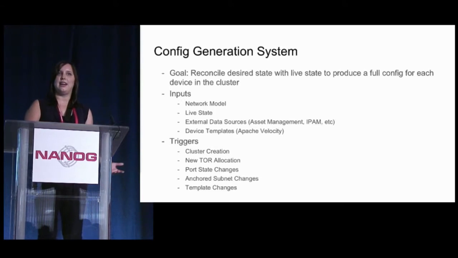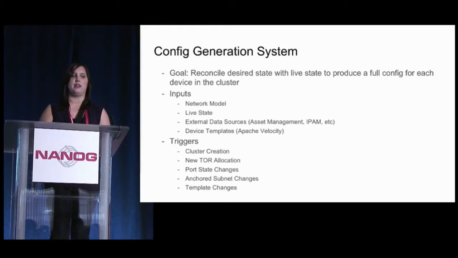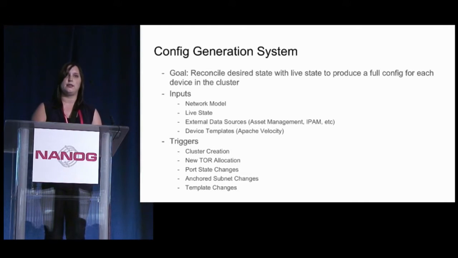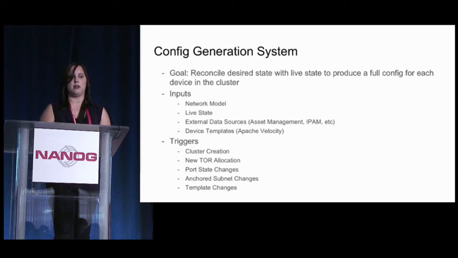Great, so we've got our live data, we've got our desired state. We now need to morph those into something we can push to the devices. Obviously the goal of any config gen system is to produce a config, but as I mentioned, we do need to get that live state in there. So our config gen system takes in several inputs. It takes in our network model, so that's our desired state. It takes in our live state. It also references some of our external data sources, things like our asset management system, our IPAM system, et cetera. And it then populates our device templates. We happen to use Apache Velocity in our case, but Jinja 2 would also be a great solution for this.